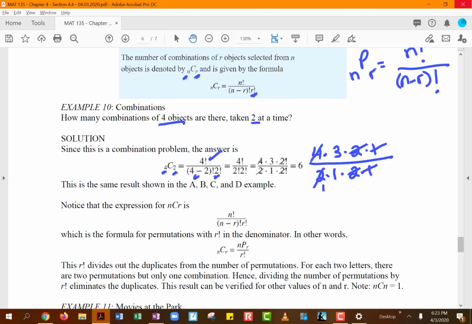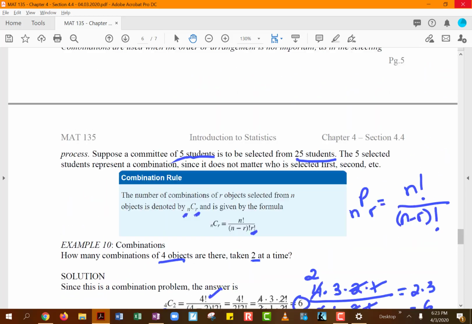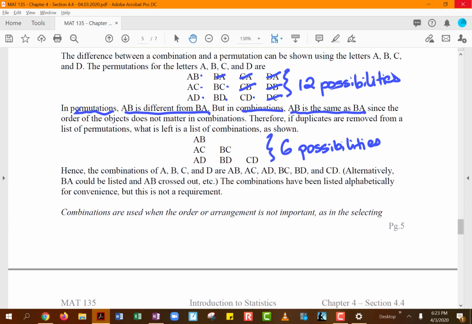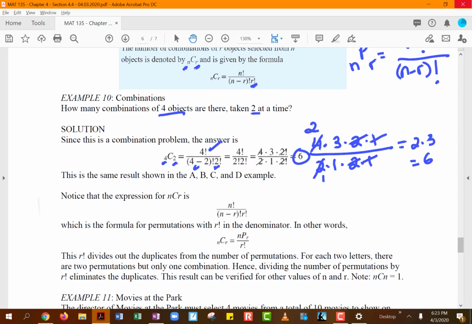outcomes. So in this example 10, you can think about what we did here with A, B, C, and D. You had 4 possibilities because of those 4 letters, A, B, C, and D, and we were pairing them 2 at a time, right? A, B, A, C, C, D, that kind of thing. So you can see with the combination, you ended up with 6 possibilities, and that's the same answer you have here in example 10. So that's the same result as your ABCD example.